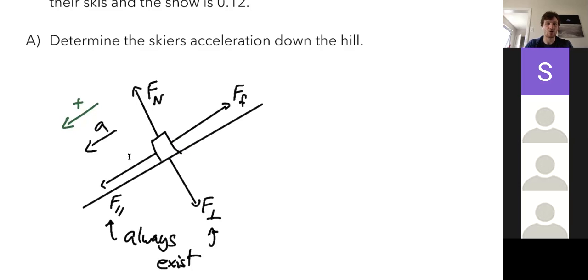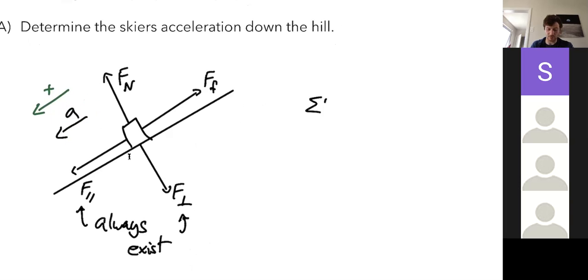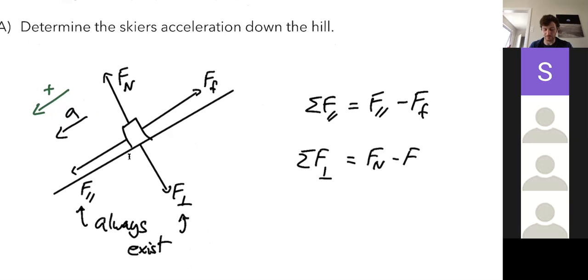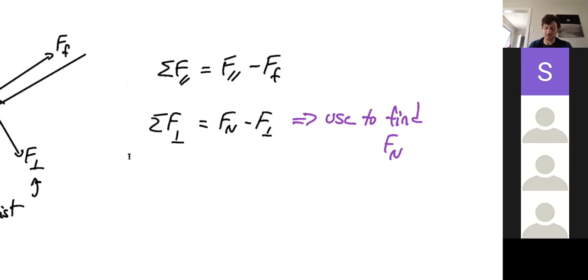So that's fantastic. So if we take this and we look at the net force equations, okay, we are going to get the sum of the forces in the parallel direction. Well, we're going to get F parallel minus the force of friction. And then we're going to get the sum of the forces in the perpendicular direction, which is Fn minus F perpendicular. Okay. Now, since we're dealing with friction, we need to use this to find Fn, right? We need to use that to find Fn for our friction.